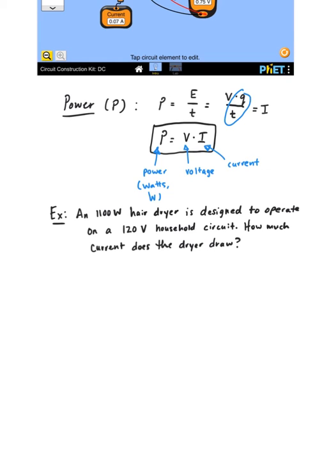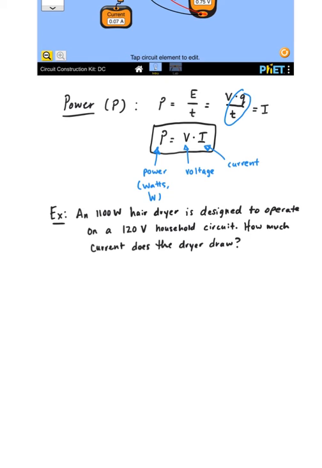As an example of how we can apply the concept of power to an electrical circuit, let's look at this problem. An 1100 watt hairdryer is designed to operate on a typical household electrical circuit which has a voltage of 120 volts. How much current does this hairdryer pull?